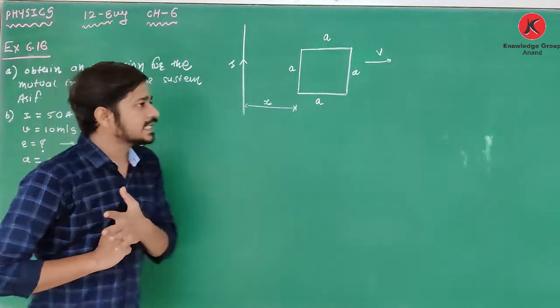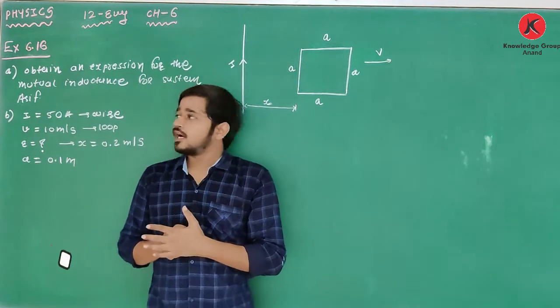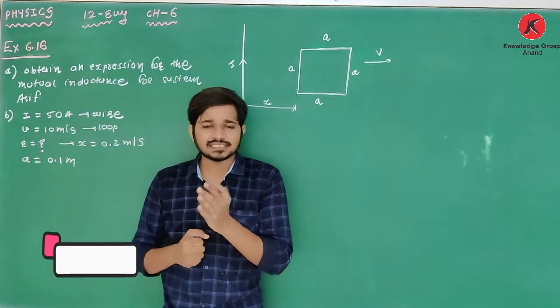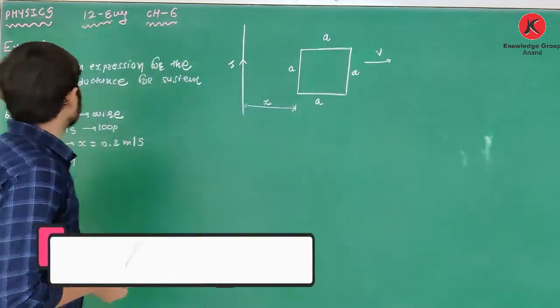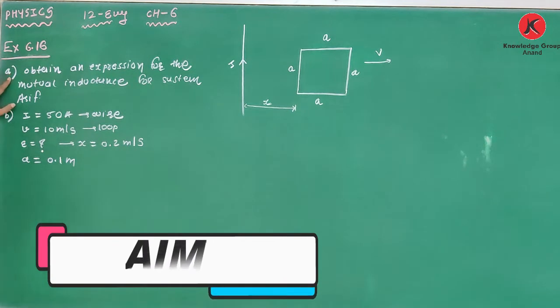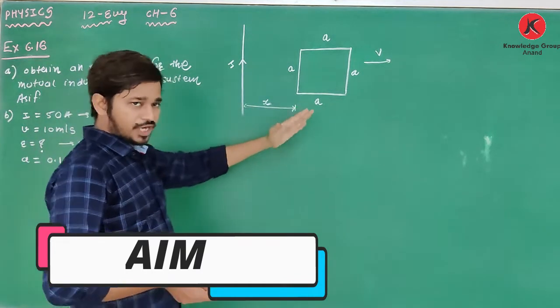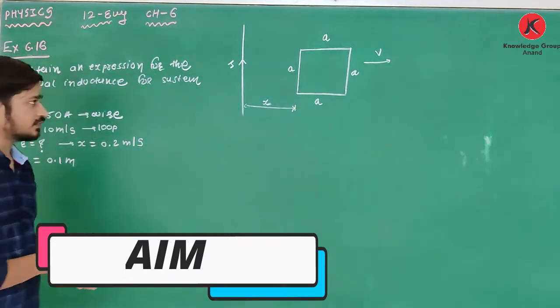Yes, chapter 6, electromagnetic induction, exercise 6.16. See, here it is. Obtain an expression for the mutual inductance for the system as shown in the figure. Okay, yes, it is given in the figure.